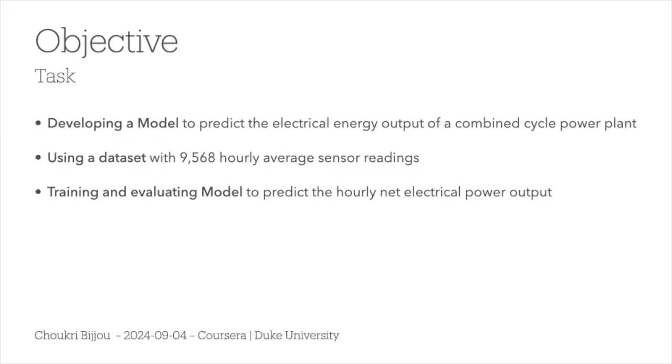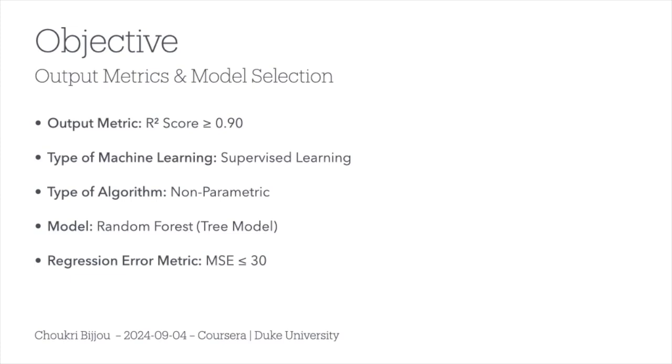In this project, the model will be developed to predict the electrical power output of a combined power plant. We have a data set of almost hourly average values for a sensor in the power plant, which we will use in our model. The columns in the data consist of hourly average environmental variables: temperature T, ambient pressure AP, relative humidity RH, exhaust vacuum V, and hourly net electrical power output PE, which is the target we aim to predict. The output metric of our model is an R-squared value of 0.9 or higher.